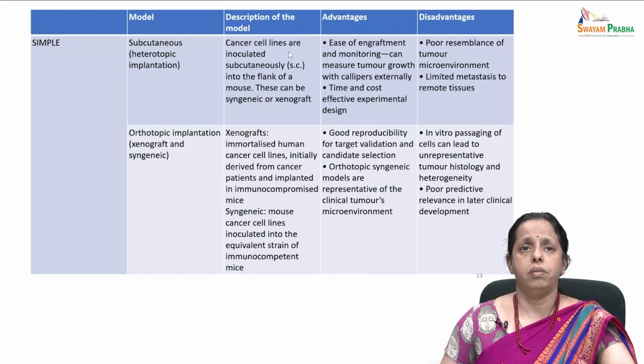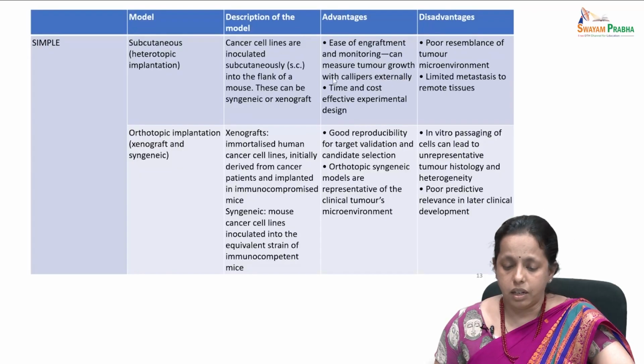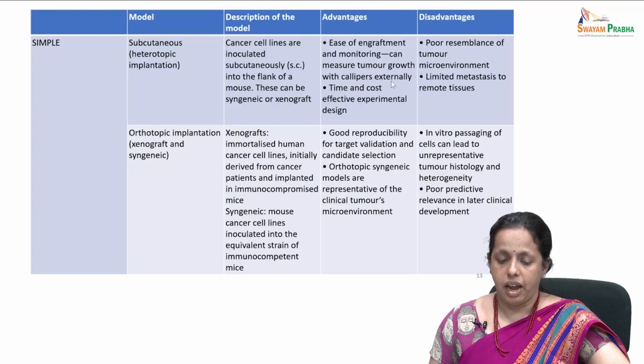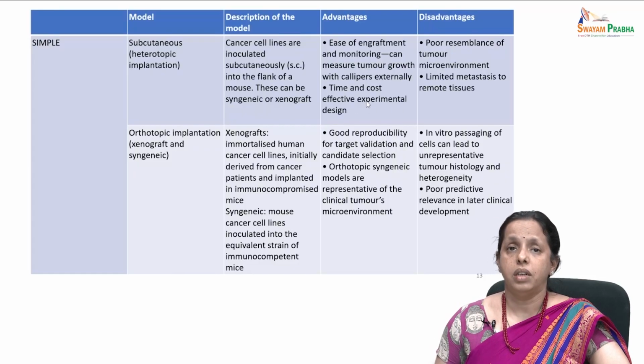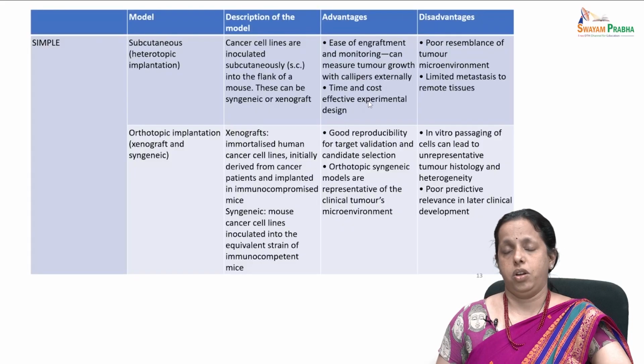Here, in the simple way, the cancer cell lines are inoculated subcutaneously into the flank of the mouse. They can be either syngeneic or xenograft, I mean either mouse or human cell lines, and the monitoring and engrafting are easy, and the size of the tumor can be measured externally with calipers. It is very time and cost effective, and several labs are still using it to date to test the efficacy of novel anti-cancer compounds.